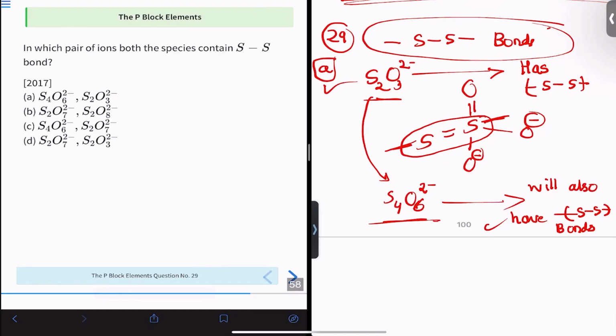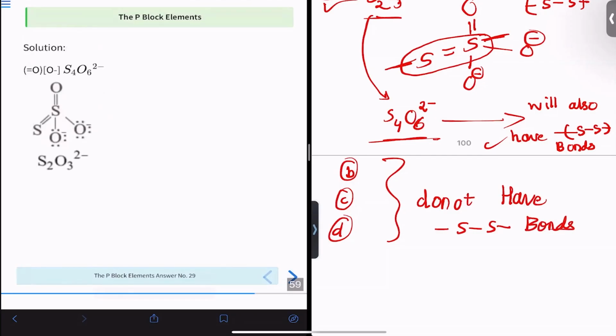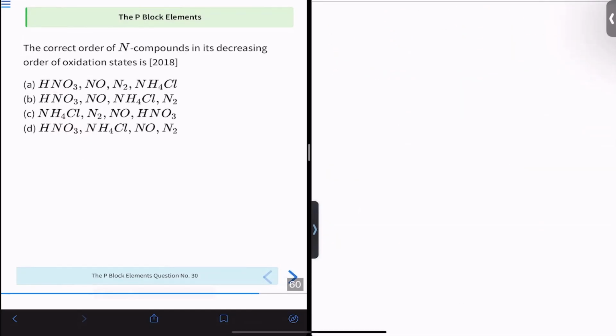For the other options, option B, option C, and option D, you can draw the diagrams and see they do not have S-S bonds in them. So with this I'm moving on to question number 30.